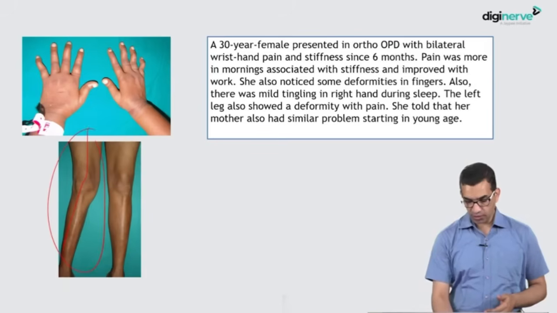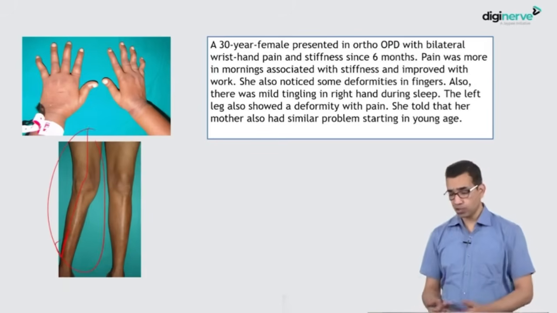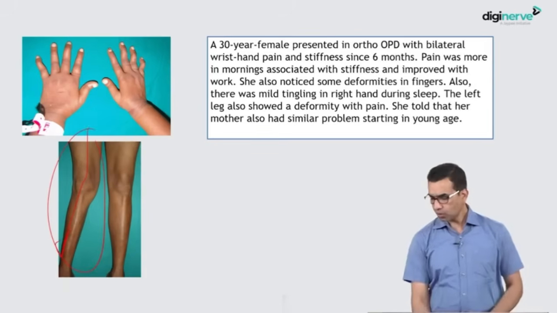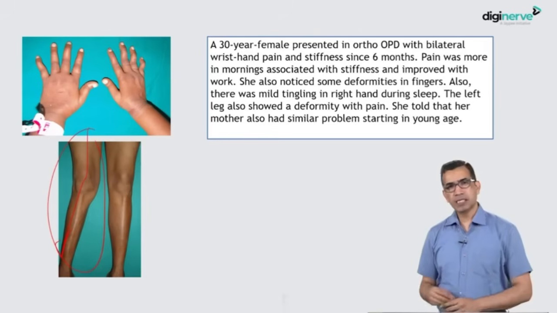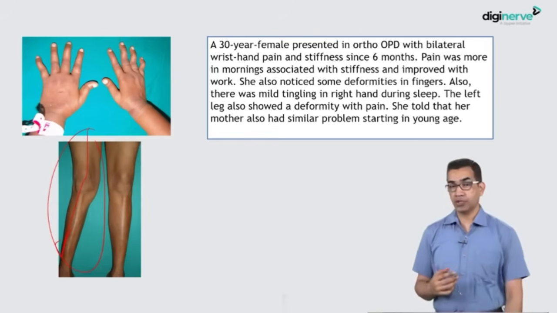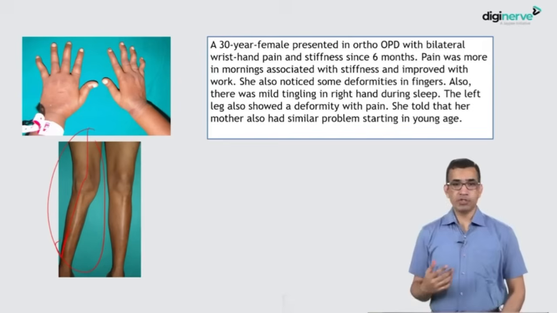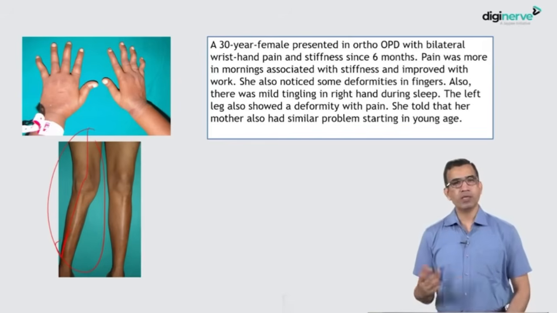Then she said, in the last month, I suddenly noticed a progressive deformity in my right leg, which shows an outward deformity. In our language, we call it genu valgum. She also told us that her mother and her sister also had a similar problem starting at quite a young age. Mother never took any treatment, sister is on treatment. What do you think we are dealing with?